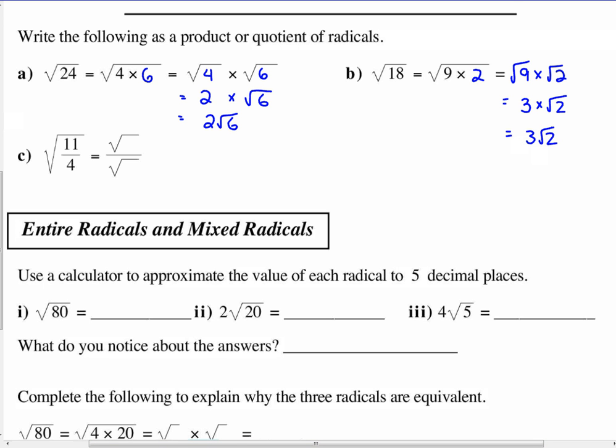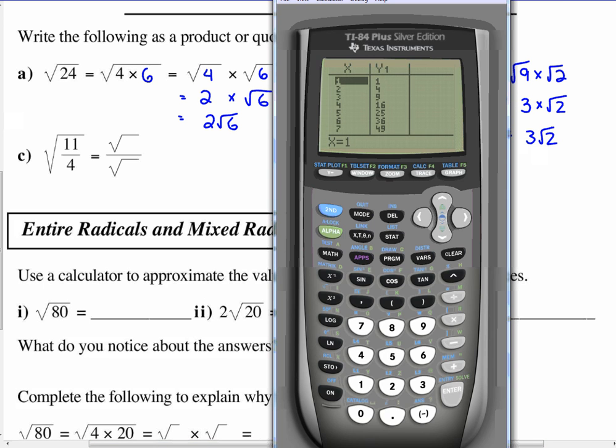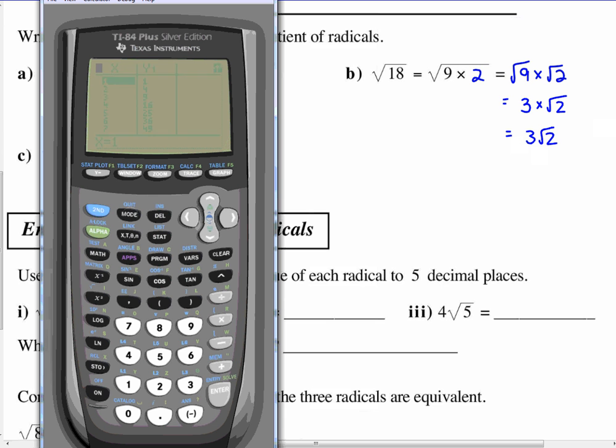Now, if you're not sure, if you want to check your work, use your calculator. They should be the same decimals. So root 18, when you type it in your calculator, square root of 18, does that equal 3 root 2? Typing both of those in, they should equal the same decimal, which they do, then we're good.